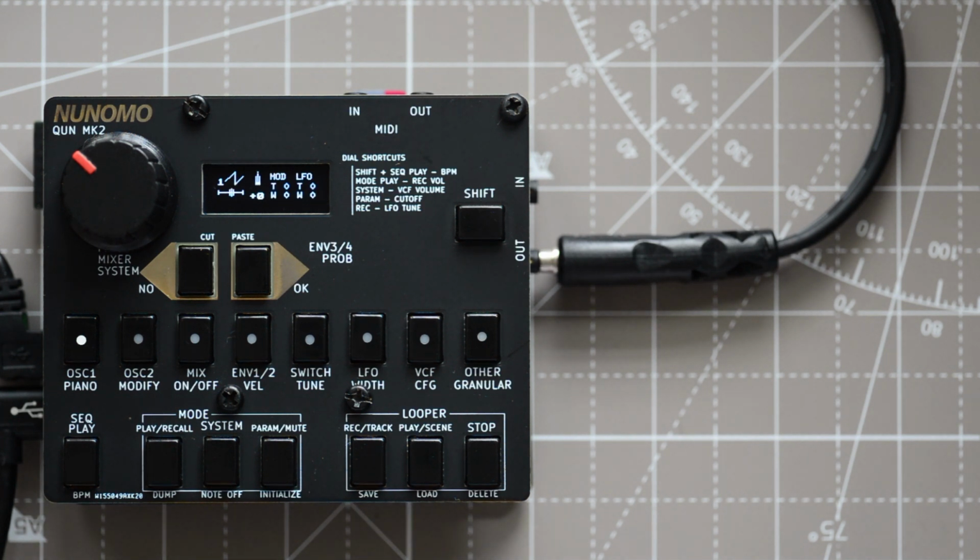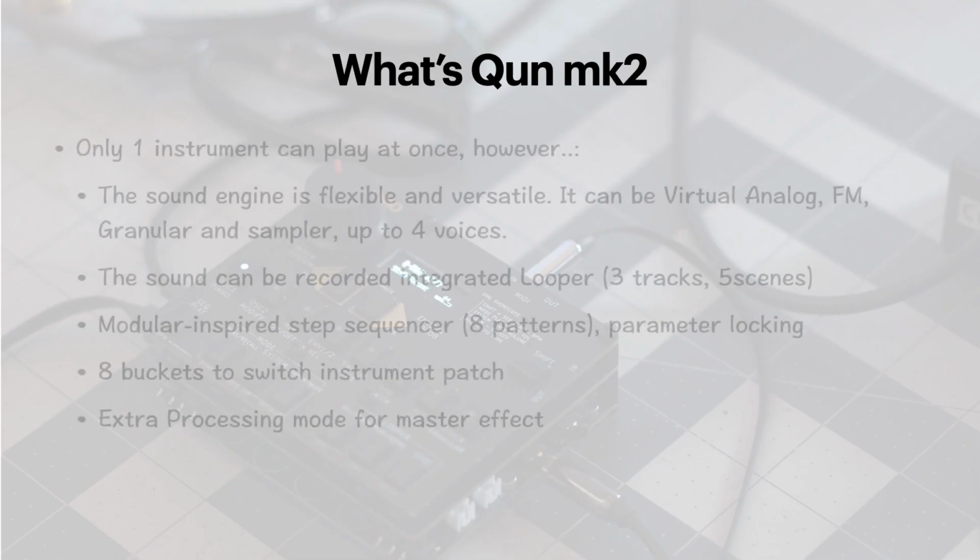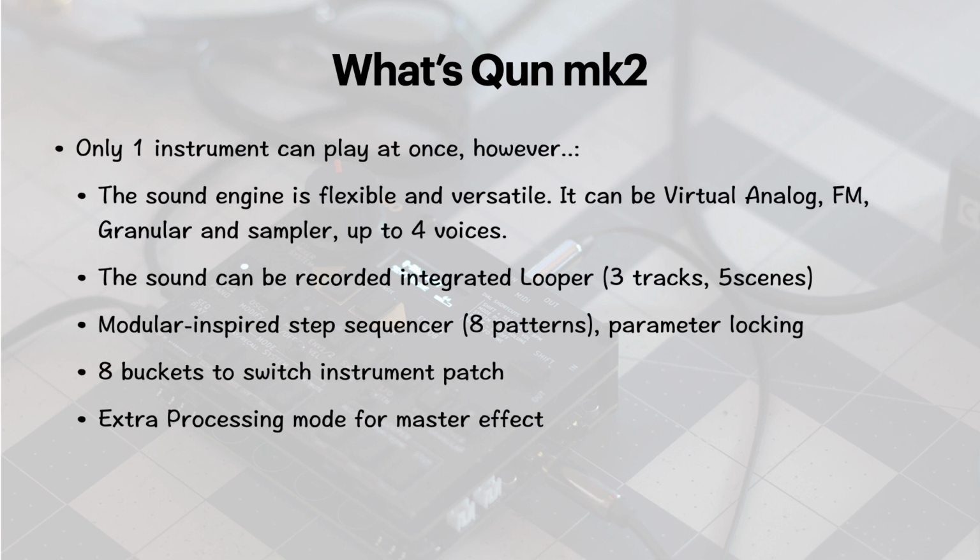So first, what's mk2? I'd say that mk2 is a music sketchbook packed in a small footprint. It's a synthesizer where only one instrument can play at once. However, the sound engine is very flexible and versatile, so it can be virtual analog, FM, granular, or sampler, and it supports up to 4 voices. The sound can be recorded to an integrated looper. The looper has 3 mono tracks and 5 scenes.